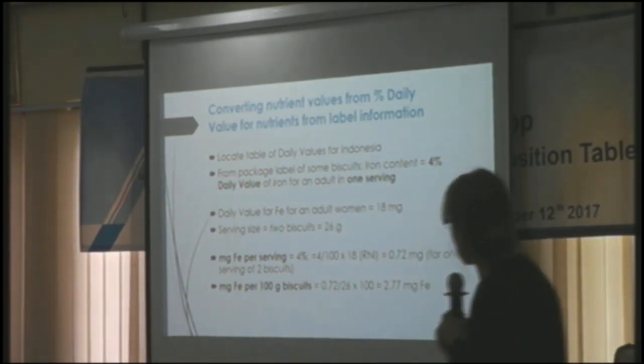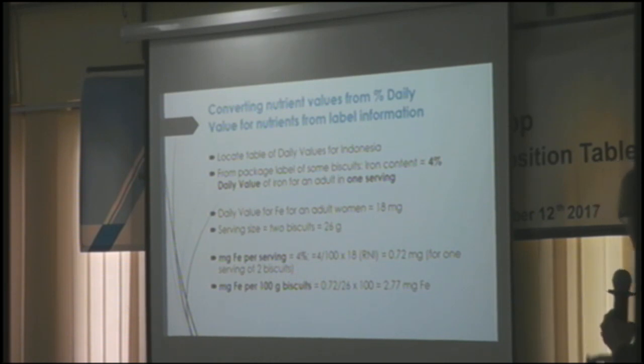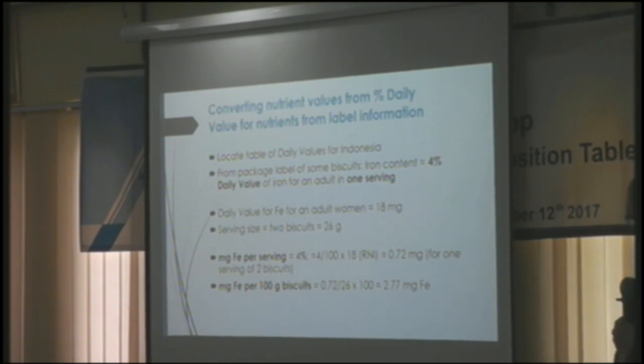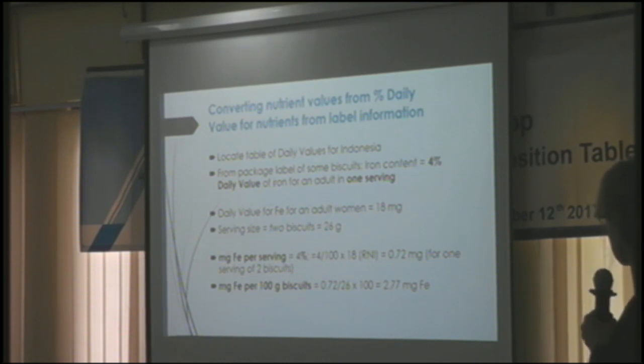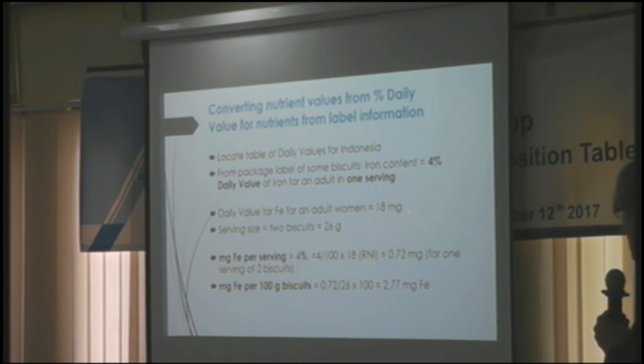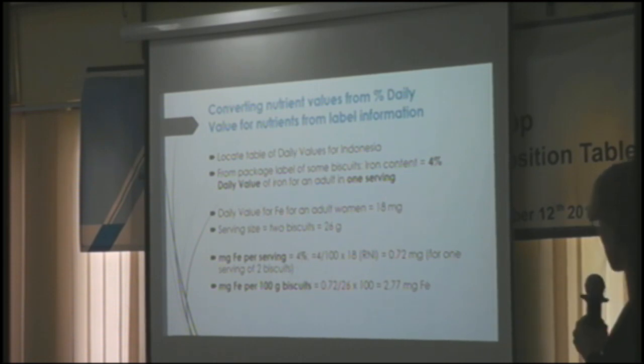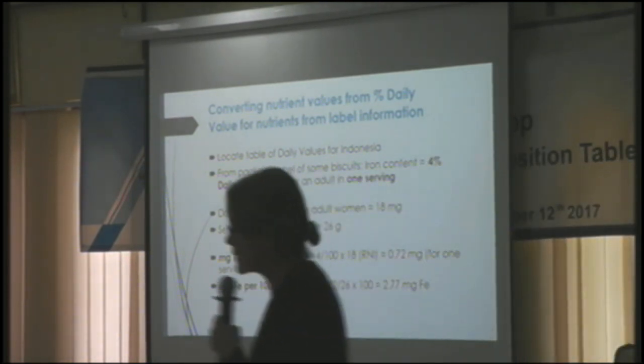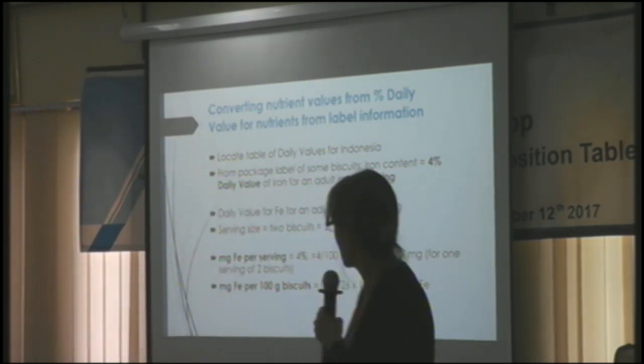We're also seeing if the label contains information on the percentage of daily values of the nutrient, you can also do calculations based on the label information. For example, if we know that the iron content is 4% of the daily value of iron for an adult in one serving, we know the daily value for iron for an adult woman is 18 milligrams, and the serving size is 26 grams. If one serving provides 4% of the RNI for an adult woman, then it would provide 0.72 milligrams for one serving. And then again, we can calculate the iron content per 100 grams of those biscuits based on this information. So again, the labeling information can be used to calculate up and calculate down.